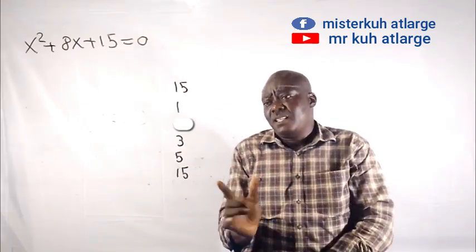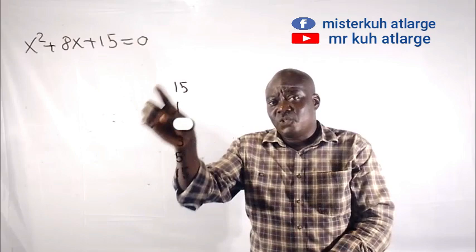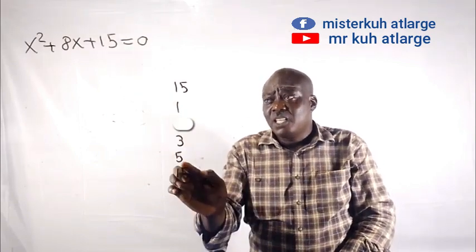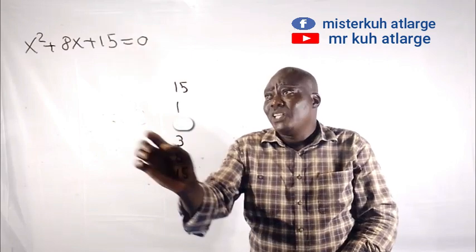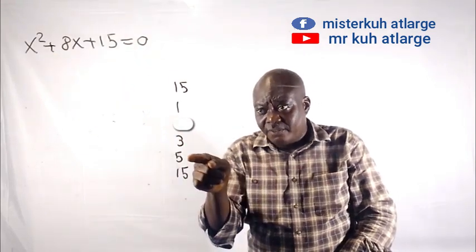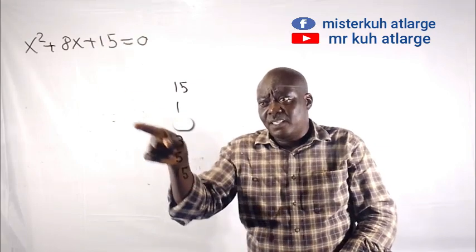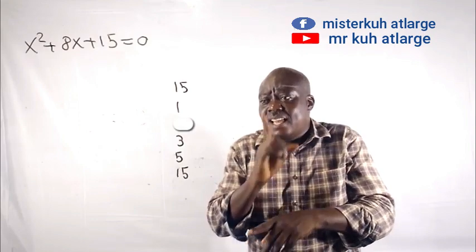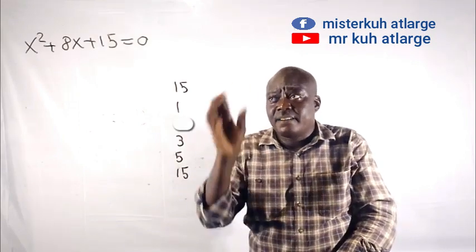Clearly here, the numbers that can satisfy these two conditions are 5 and 3, because if you add 5 plus 3, it will give you 8. And if you multiply 5 by 3, it will give you 15. Clearly, the factors to be used here are 3 and 5.